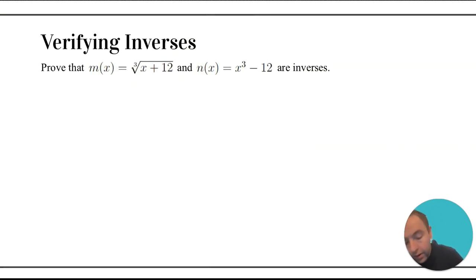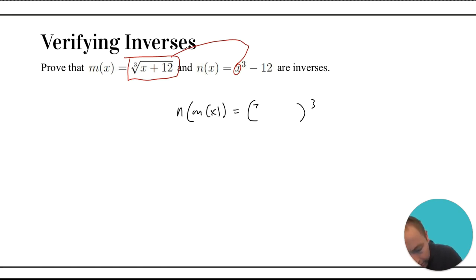And then similarly right here, you can go either way in terms of proving that these are inverses, m and n. So perhaps you could take this guy right here and plug it in for x into the other one. So then you would have that n of m of x would equal the cube of the cube root of x plus 12, minus 12. And then cubing a cube root would do that. It's 12 minus 12, which equals x, right?